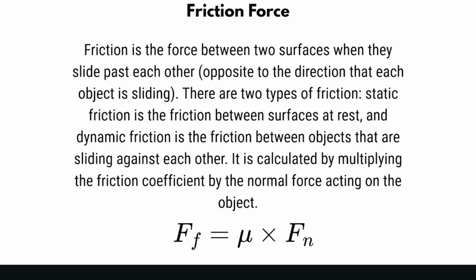And friction is calculated by multiplying the friction coefficient by the normal force acting on the object. So in other words, F is going to be equal to the friction coefficient, which we use this symbol for, multiplied by F of n, which is the normal force.